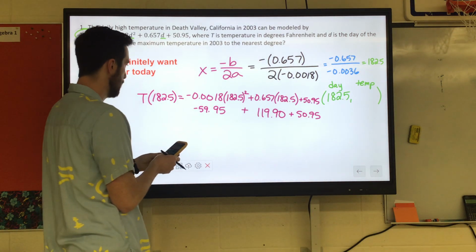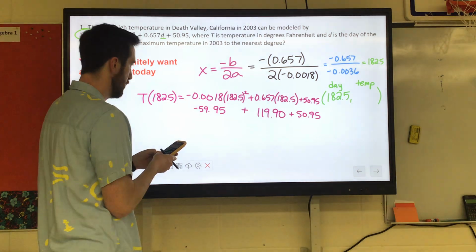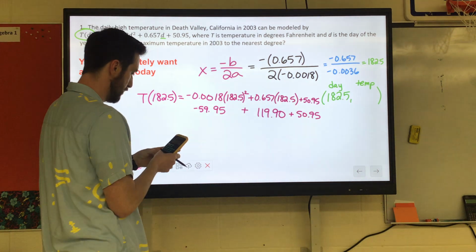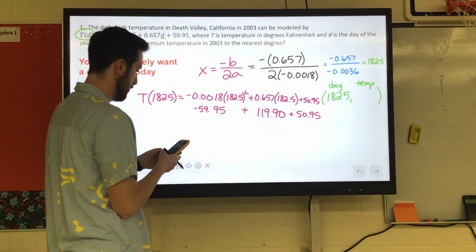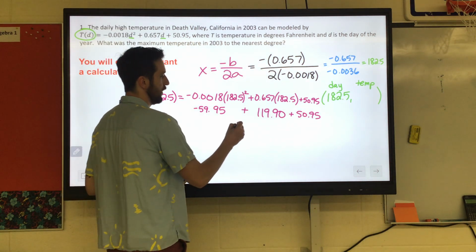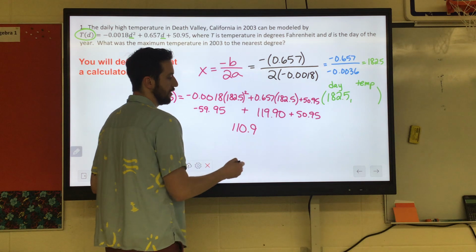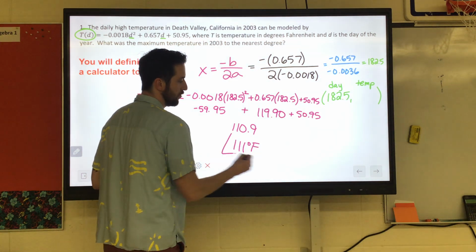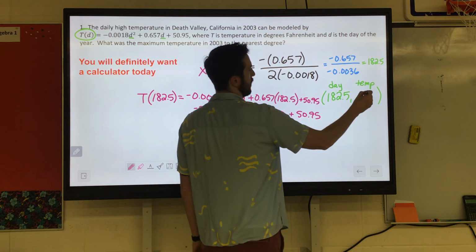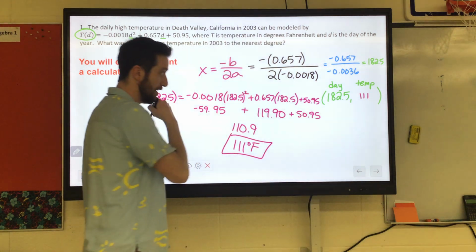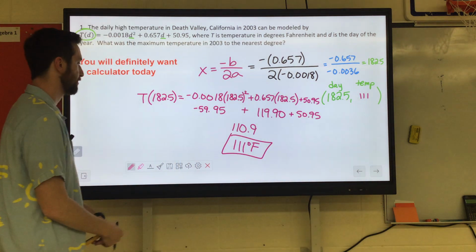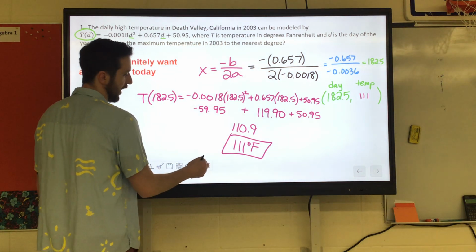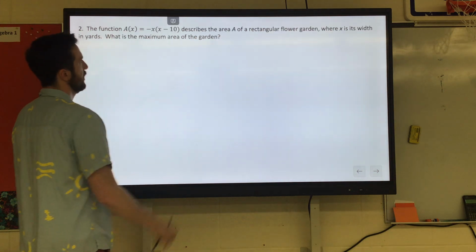Let's see, negative 59.95 plus 119.90 plus 50.95. I got 110.9, but it said to round to the nearest degree, so that would be 111 degrees Fahrenheit. Wow, that's pretty steamy. And that happened on the 182nd and a half day.